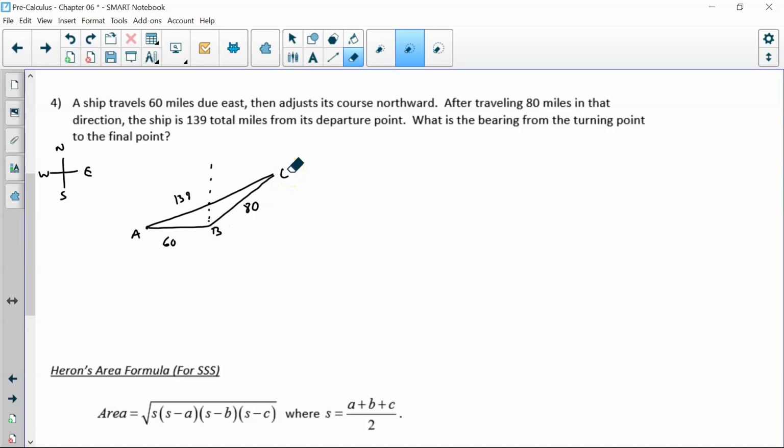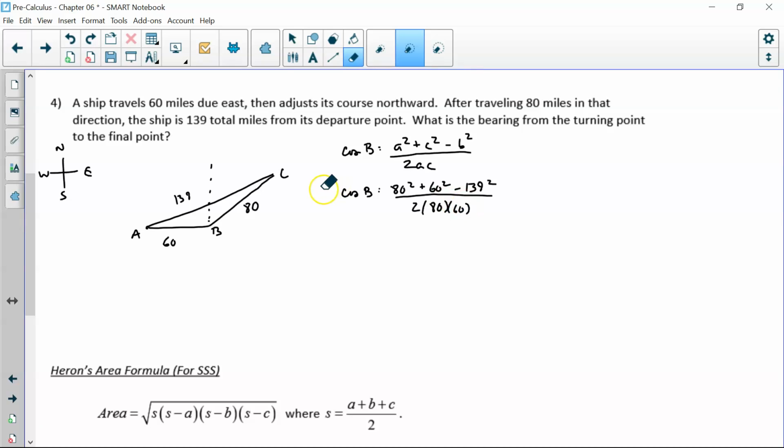So we're going to use the alternate form of the law of cosines because we're finding an angle. So the cosine of angle B is going to be A squared plus C squared minus B squared over 2AC. So the cosine of B is going to be 80 squared plus 60 squared minus 139 squared, all divided by 2 times 80 times 60.